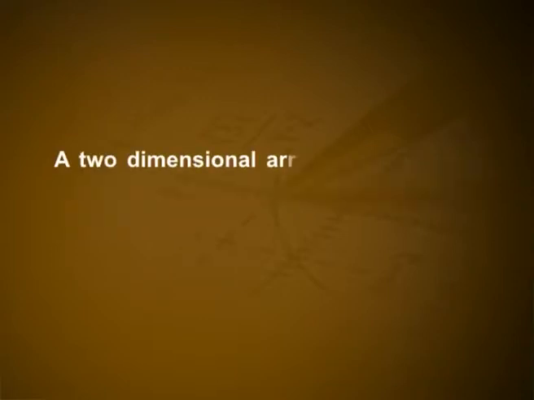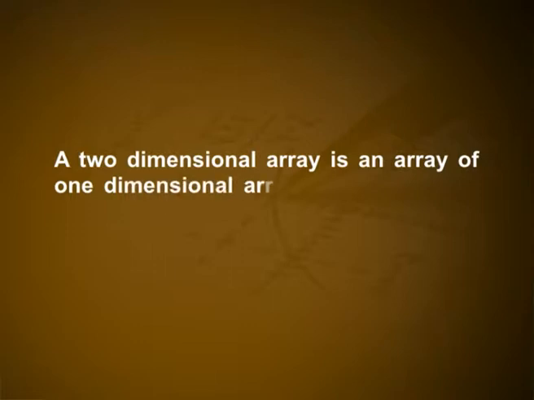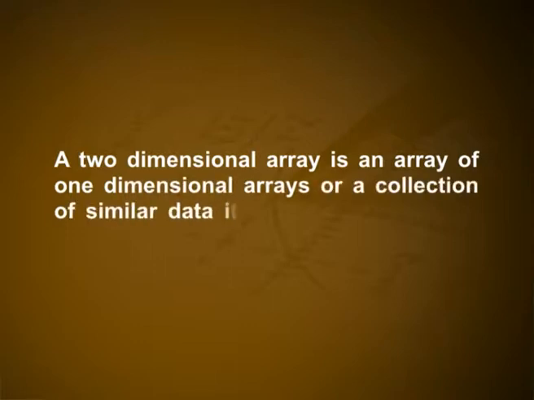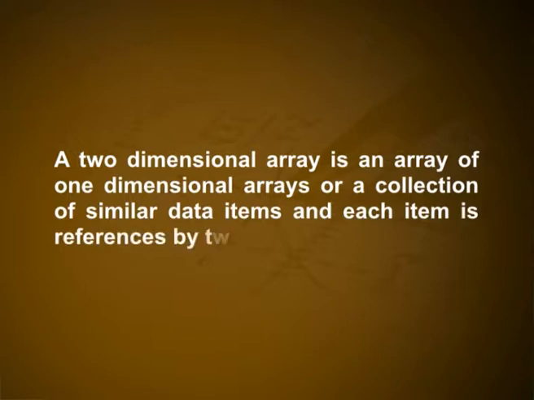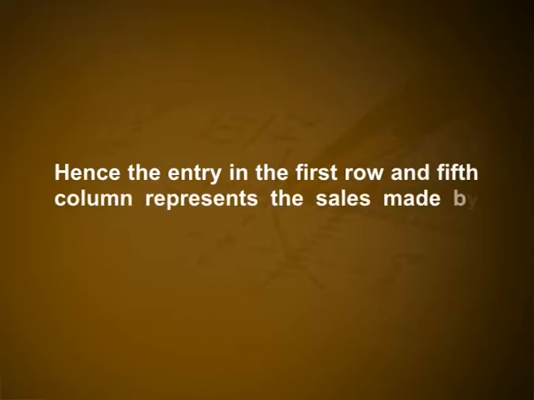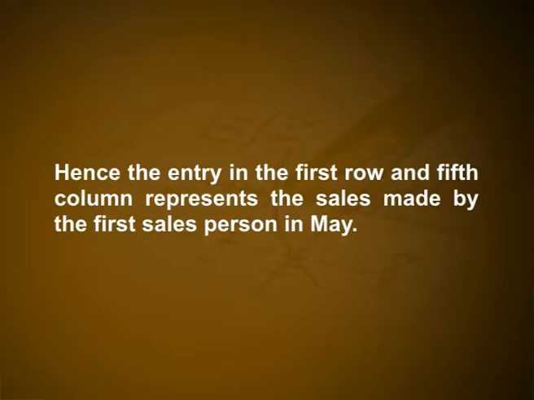A two-dimensional array is an array of one-dimensional arrays or a collection of similar data items, and each item is referenced by two subscripts. For example, a rectangular array of numbers representing the monthly sales made by members of a sales force, in which each row represents the monthly sales made by a particular member and each column represents the sales made by each member for a particular month. Hence, the entry in the first row and fifth column represents the sales made by the first salesperson in May.